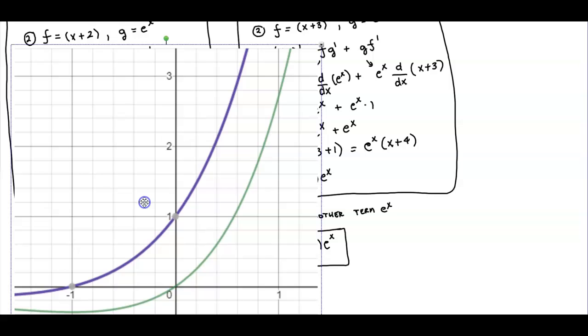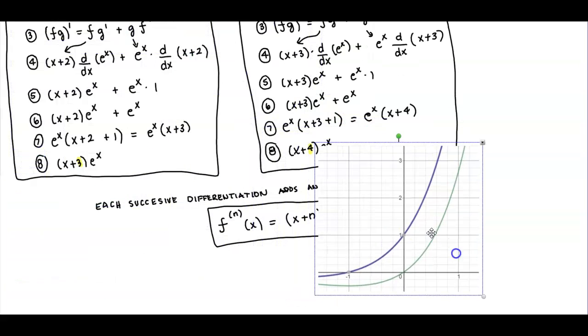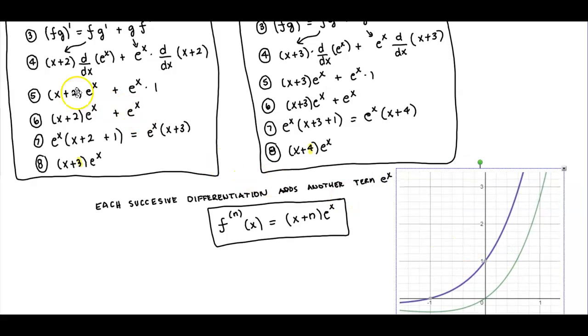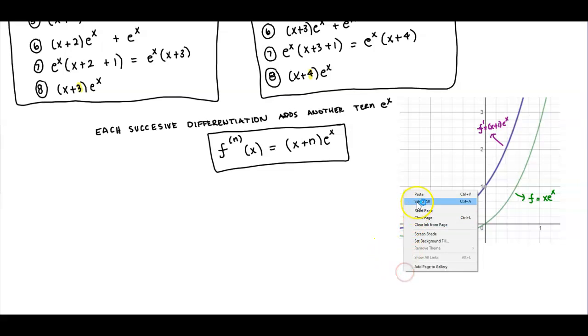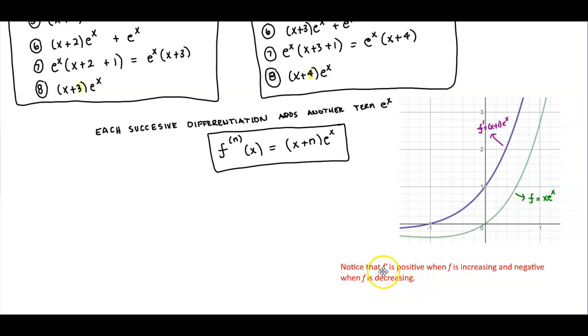Okay, let's take a look at this graph. So we know that the one in green here is f, which is equal to x times e to the x. And this was the derivative, which is f prime, which was equal to x plus 1 times e to the x. So let's summarize this graph. I want you to notice that f prime is positive when f is increasing and negative when f is decreasing. So again, f prime is positive when f is increasing, and negative when f is decreasing.